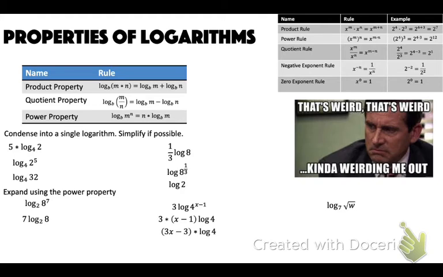Okay, log base 7 of the square root of w. Well, the square root of w is the same thing as w to the 1/2 power. Then we can move that 1/2 to the front. So that's 1/2 log base 7 of w.